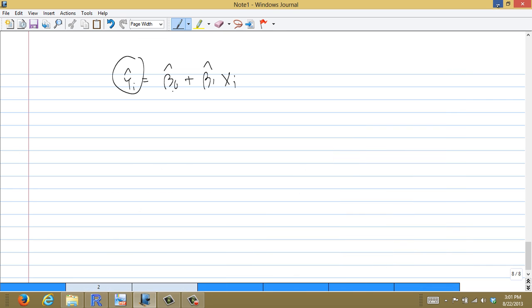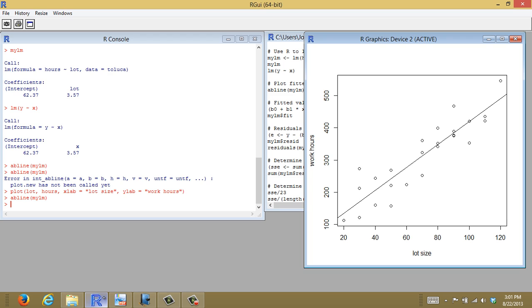So going back to R, let us look at how we get some additional information related to the other parameters of interest.